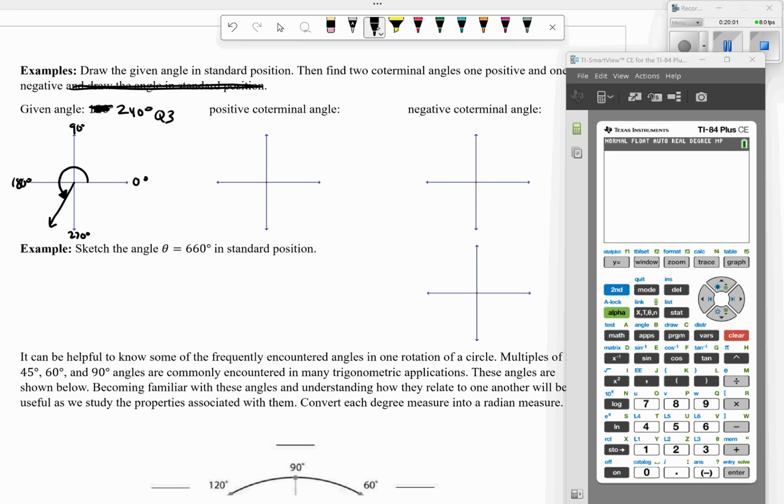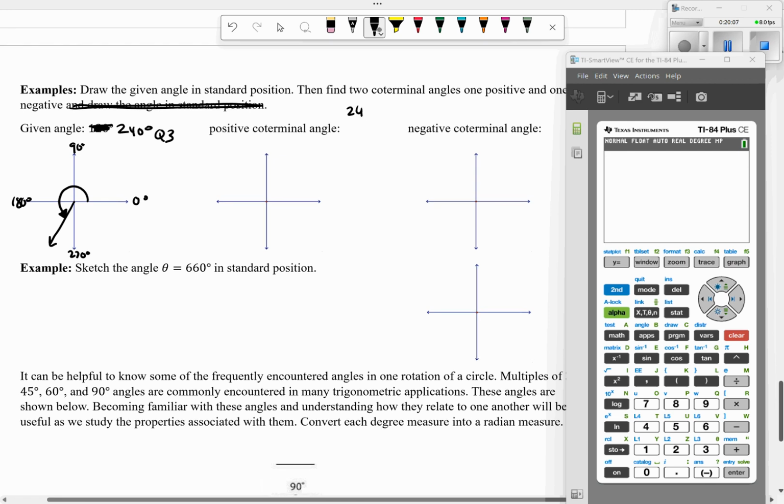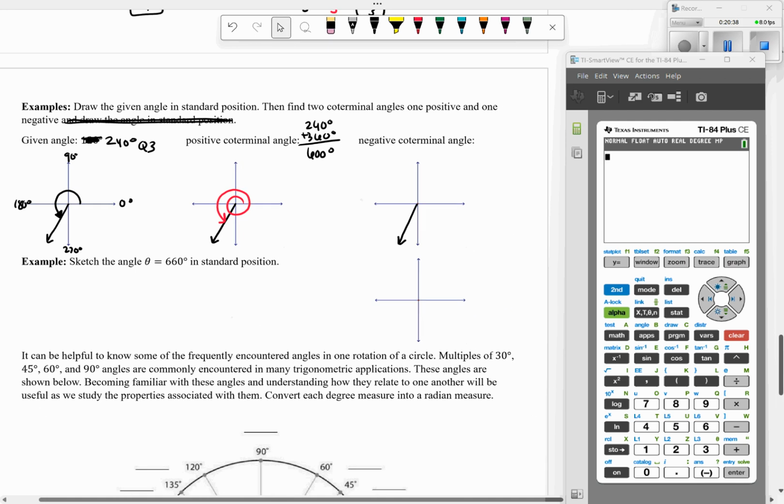If we want the positive coterminal angle, then I'm going to take 240 degrees and add 360 degrees to that, which gives me 600 degrees. So it has the same starting position and same ending position, but we've gone now all the way around 360 degrees plus the 240 gives me 600. So that is my angle drawn in standard position that's coterminal to 240. So let's go ahead and put the terminal side in again and do a negative coterminal angle.